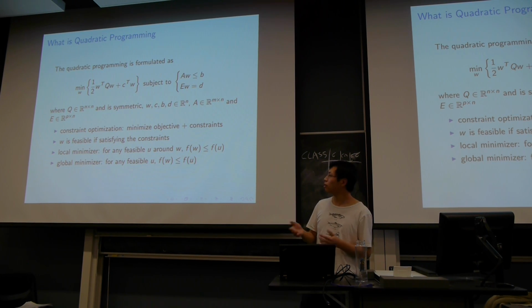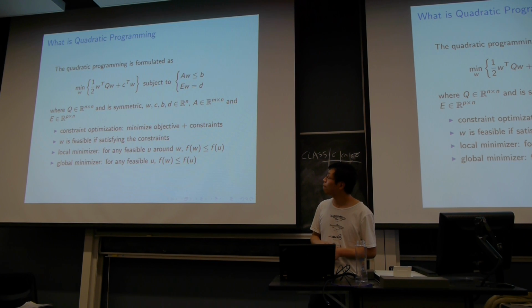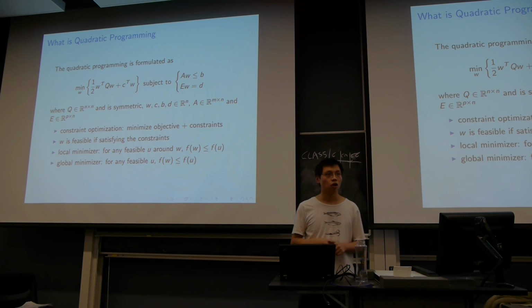Let's see if you remember what symmetric is. That's Qij equals Qji. And the second is a linear term, c transpose times w, which is part of the objective.